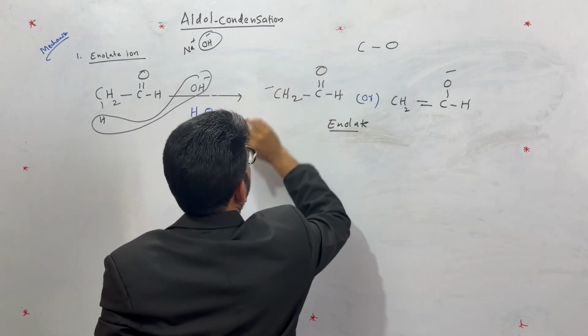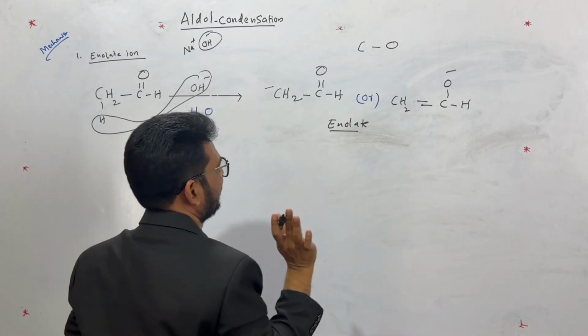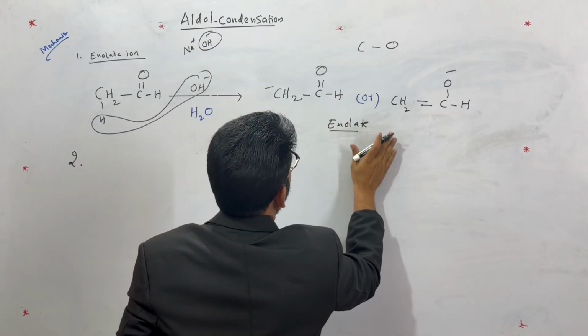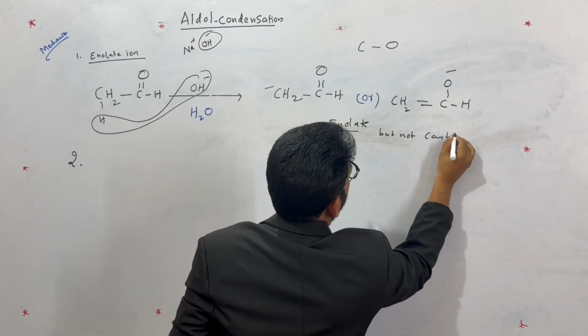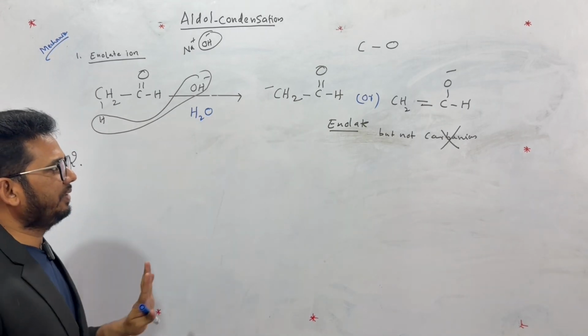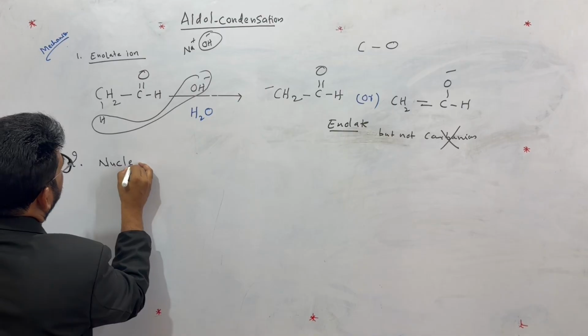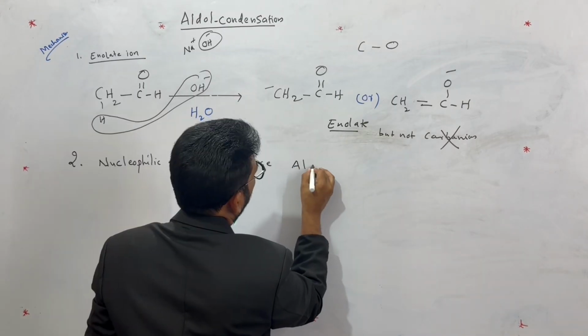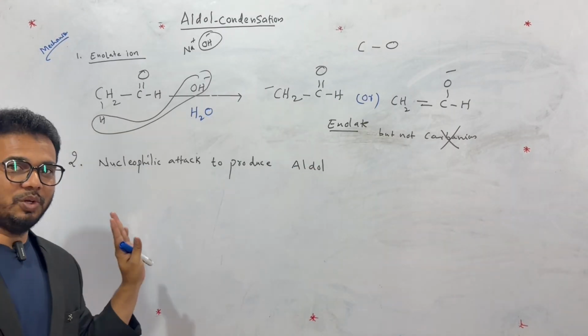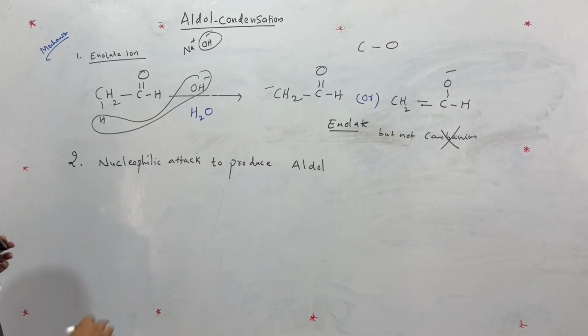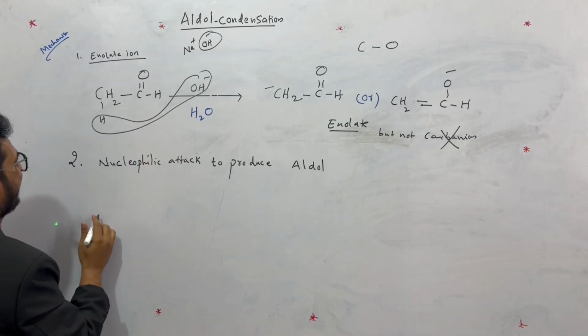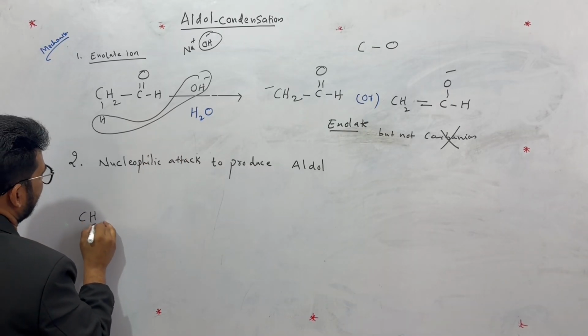No carbanion, because, as I already told you. Now in the second step, we call it enolate but not carbanion. The reason I already told. In the second step, there is the nucleophilic attack to produce aldol, not the aldol condensation product. Just see here, we can take one more aldehyde. What is that?